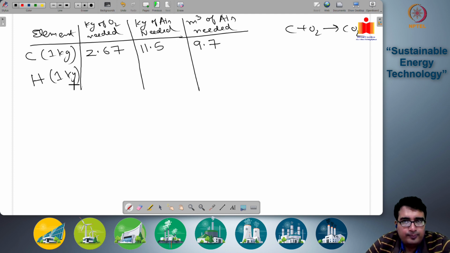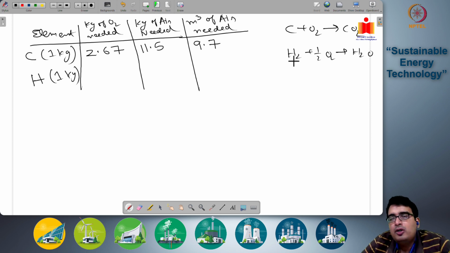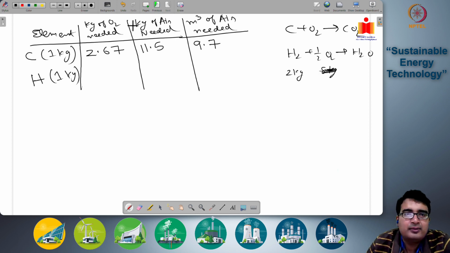Similar thing can be done for hydrogen. 1 kg of hydrogen. Okay. So here the reaction is H2 plus half O2 goes to H2O. So H2 is 2 kgs because elemental hydrogen is 1 kg and half O2 is 8. So 2 kgs of hydrogen combines with 8 kgs of oxygen, because molecular weight of oxygen is, I am making a mistake. Sorry about that.